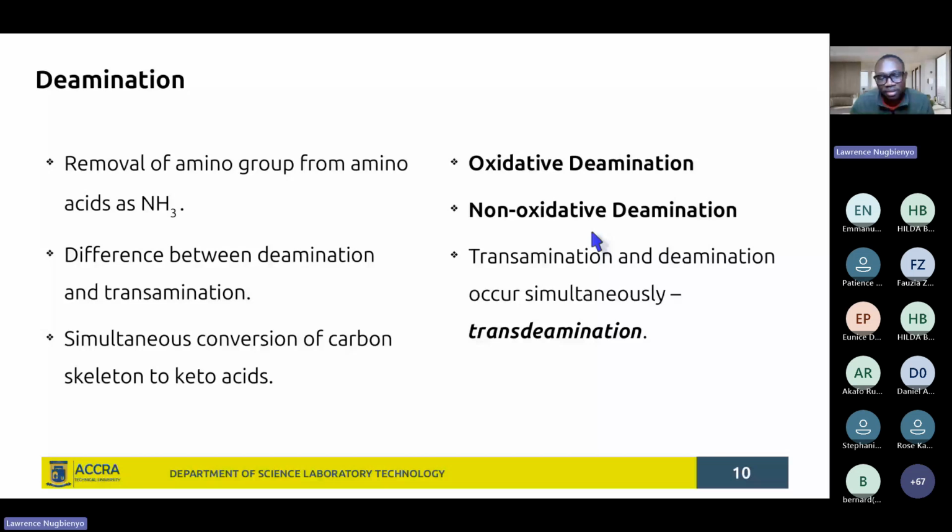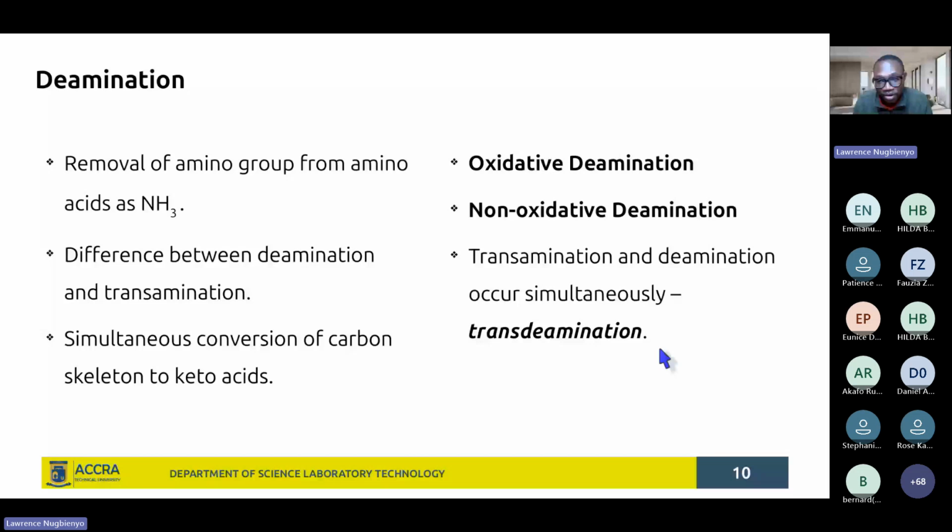Sometimes you see that the whole process of the breakdown, the catabolism of amino acids, is referred to as trans-deamination. Like it's not separated into transamination and then deamination. They just refer to it as trans-deamination. So it's looked at as a whole because you can see clearly that the process is occurring at the same time.